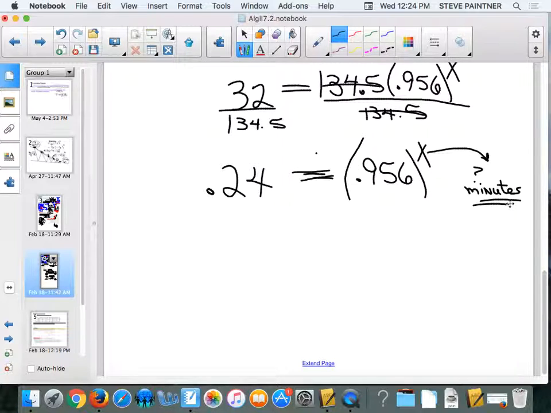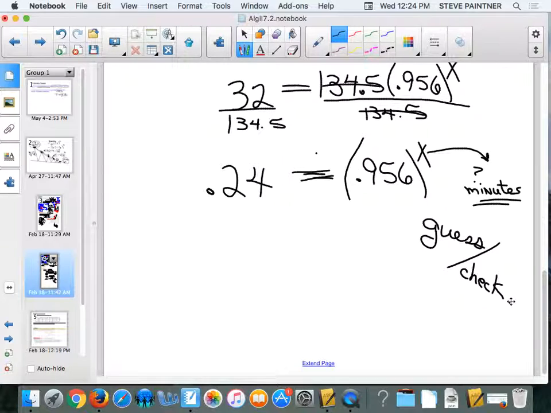This is where you guys have no way of doing this. I will teach you how to do this at the end of chapter 7. So now you have to pretty much do what? Yes. Guess it, check it, try again. Hey guys, if it's 203 degrees and it's going to cool down to 100, give me a guess.